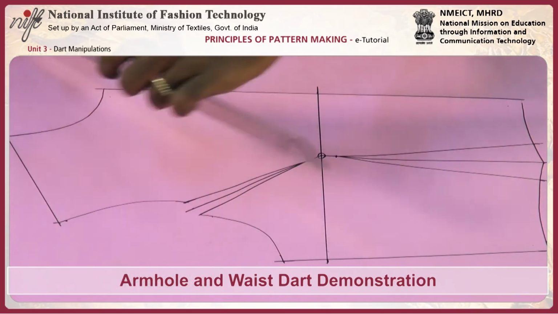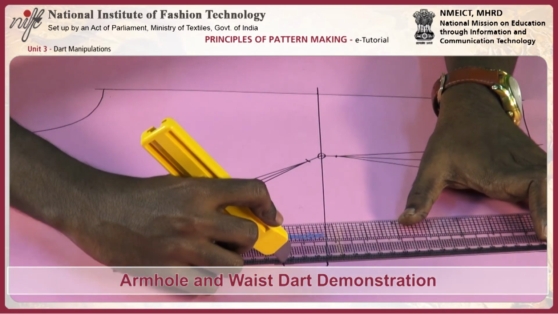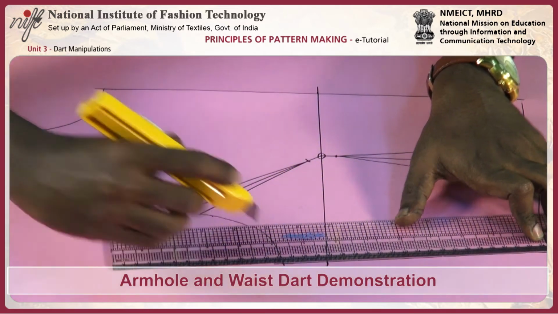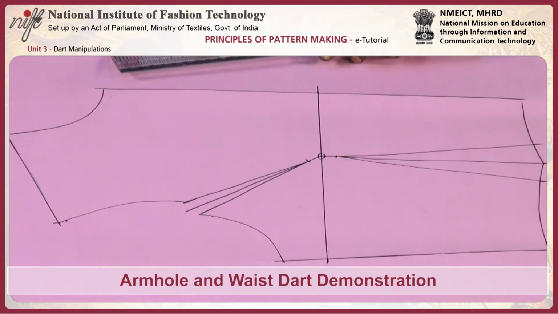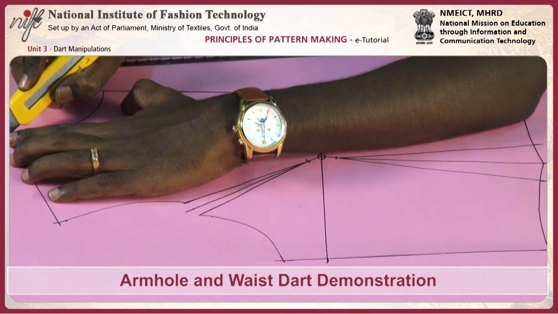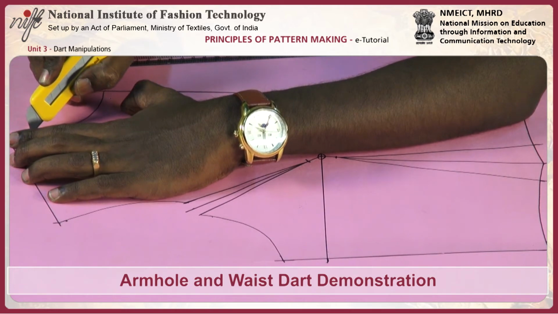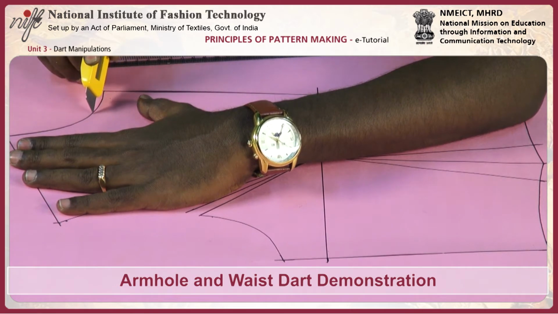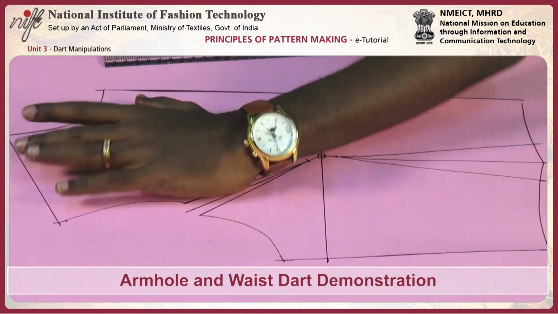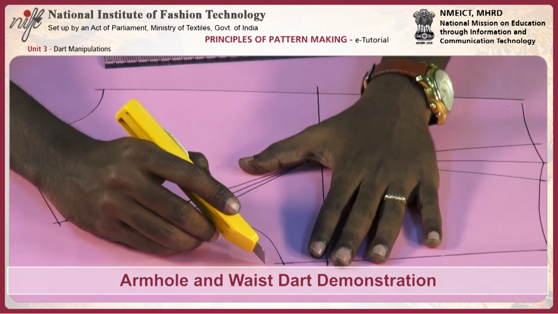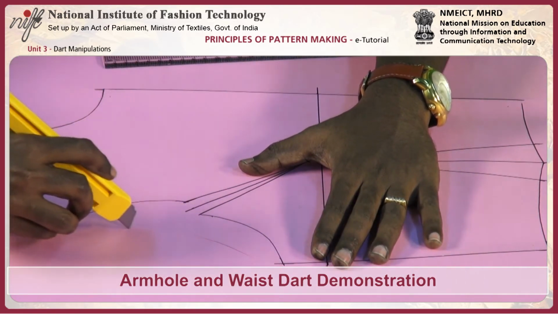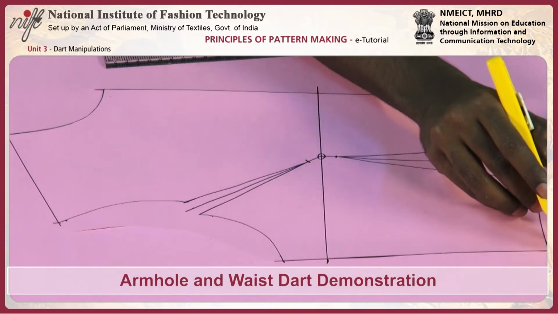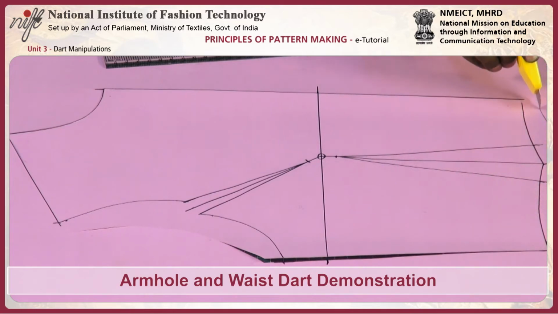Shoulder line. Side seam. Neckline. Then leave around 1 inch extra for the armhole and waist.